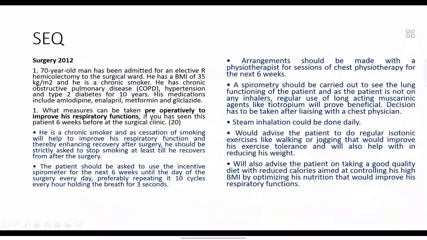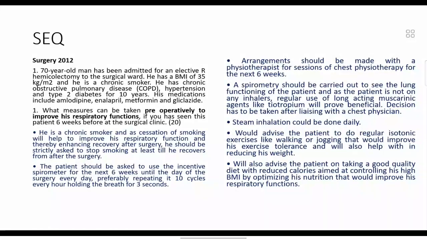The same question. Here, they have given a surgery, and the first question was what measures can be taken preoperatively to improve his respiratory function if you have seen this patient 6 weeks prior at the surgical clinic. So we have enough time, 6 weeks, to prepare this patient properly. Whatever we have studied regarding the respiratory system, we can mention that. But just remember that it is only 20 marks, so just give an overall idea.